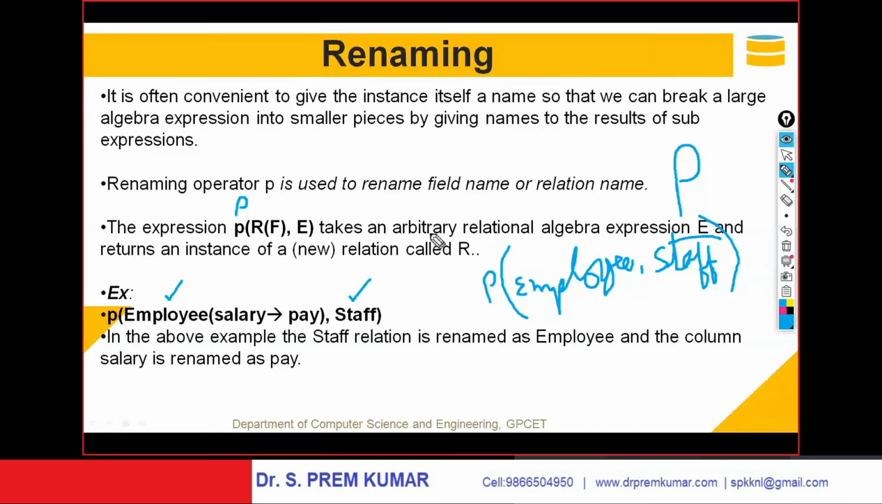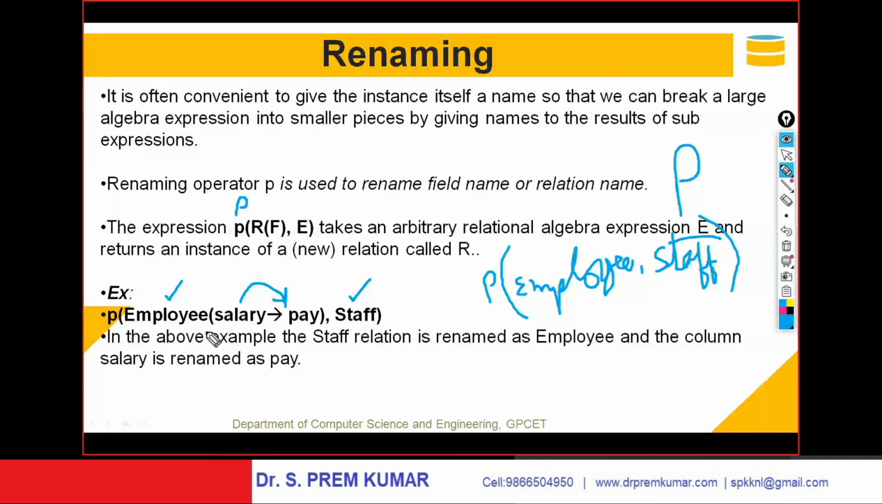Similarly, I want to change the staff name as employee and the column name salary as pay. Already there is a column called salary. I want to rename the column also. I want to rename the column name as pay. Yes, you can do that. The staff table is renamed as employee, and in that employee there is a column called salary. The salary column is renamed as pay. That's the meaning of rename.